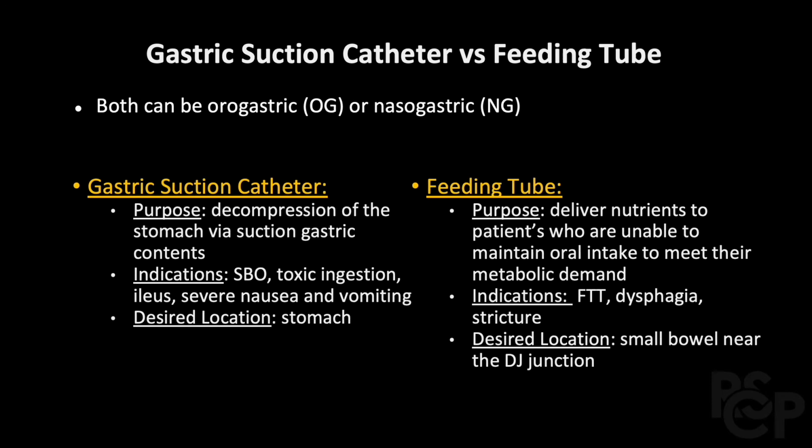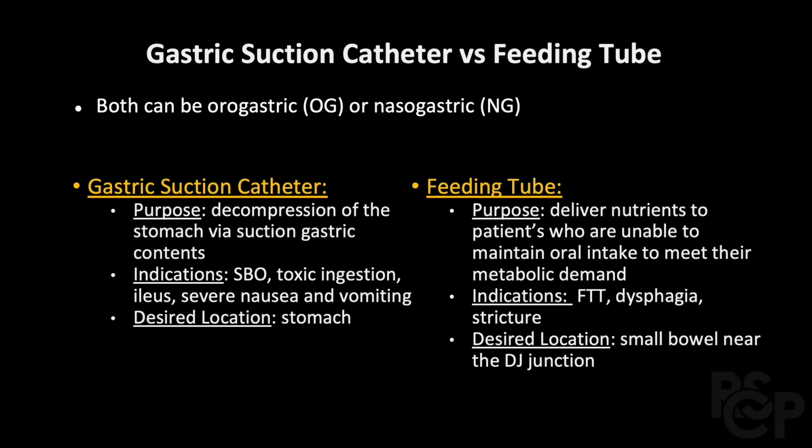So the first thing I wanted to discuss was the basic differences between gastric suction catheters and feeding tubes. Both can be orogastric or nasogastric, which is terminology that describes where the tube originates from. So it can either originate from the mouth or from the nose, but both will go down the esophagus and enter into the stomach or small intestines.